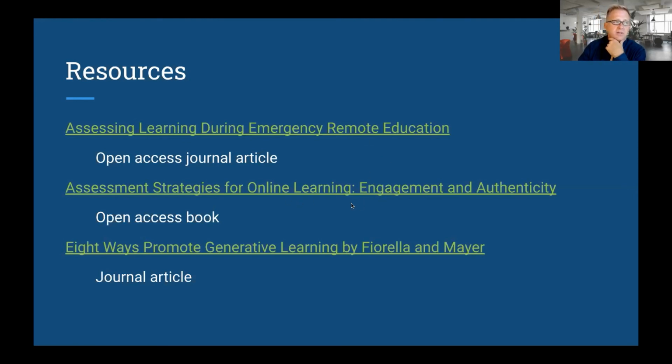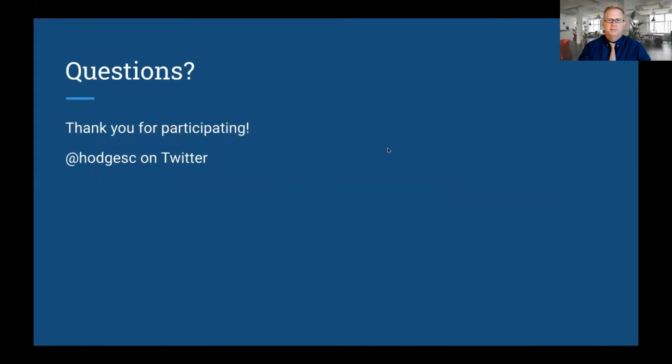Then there's an excellent book through Athabasca University Press. You can buy a copy if you want, or you can read it online for free. Assessment Strategies for Online Learning. It's a great book. And then the article that I was mentioning with the generative learning, that one is a paywall journal article, but you can probably find it online, or if you're associated with a university, you can usually get a copy. So those are the resources that I had. If you ask for the slideshow, then these are links and they take you off to those things, so you would have them.